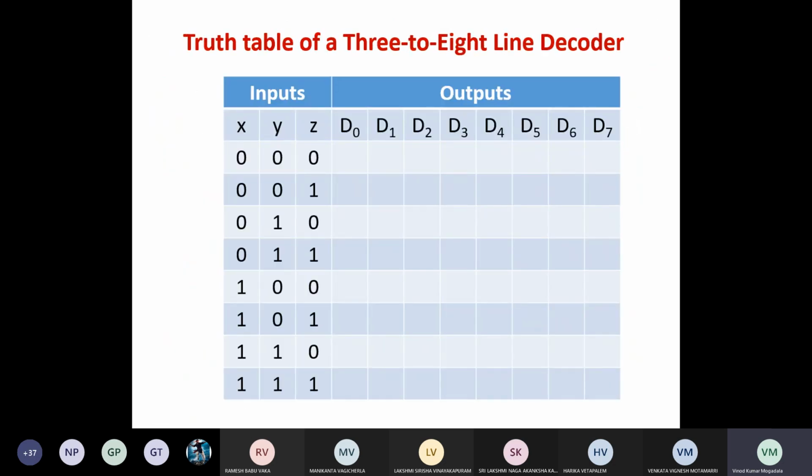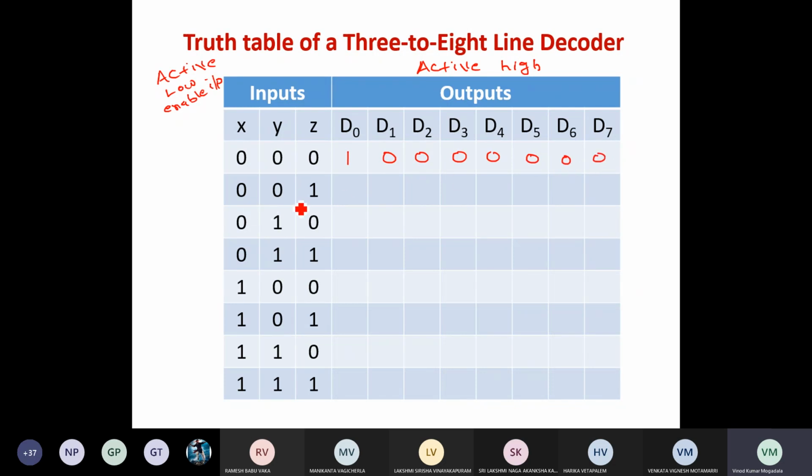Now the 3 to 8 line decoder. This is the truth table we will see. If all inputs are 0 0 0, again we will consider the active-high case, and in general we will have only the active-low enable input. I am not mentioning the enable input, only the inputs. I am considering the active-high case. So for all zeros, D0 will be 1 and all remaining outputs are 0.